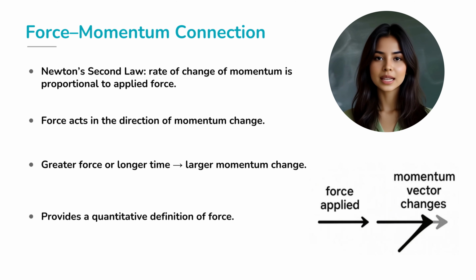Newton's second law says the force on a body is equal to the rate of change of momentum, and it acts in the direction of that change. The formula is force equals change in momentum divided by change in time. In words, F equals delta P divided by delta T.